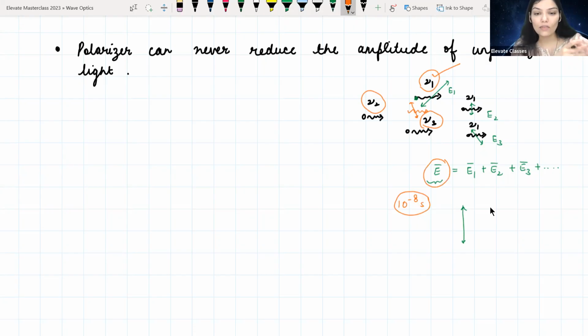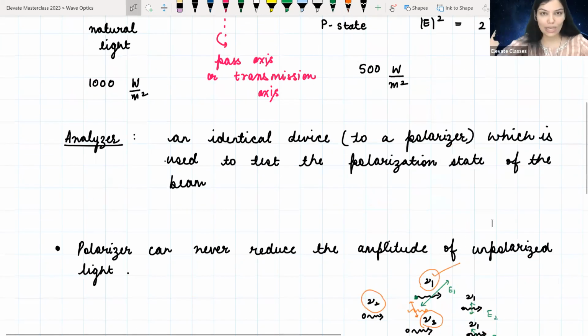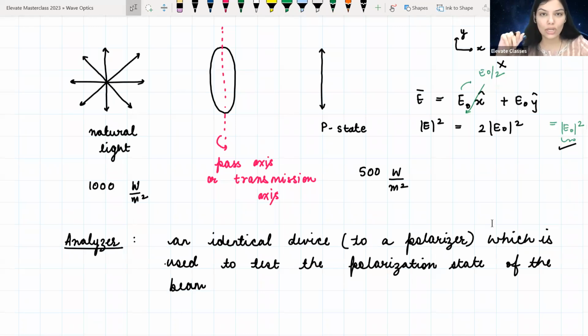But now, after this much small time, 10 to the power minus 8 seconds, all of these atoms again change their configuration, and they randomly change their orientation of the electric field. So then I will write another E dash vector corresponding to this new location of these electric fields, and maybe now I see that the superposition that I write is oriented like this. So this natural light, the way I have drawn it here, is only corresponding to one frequency, the way I defined in the last class.